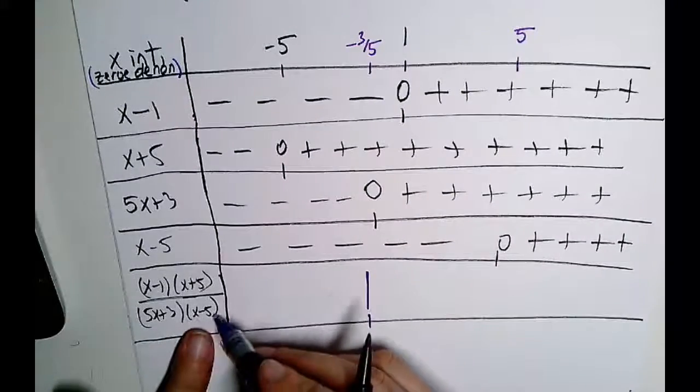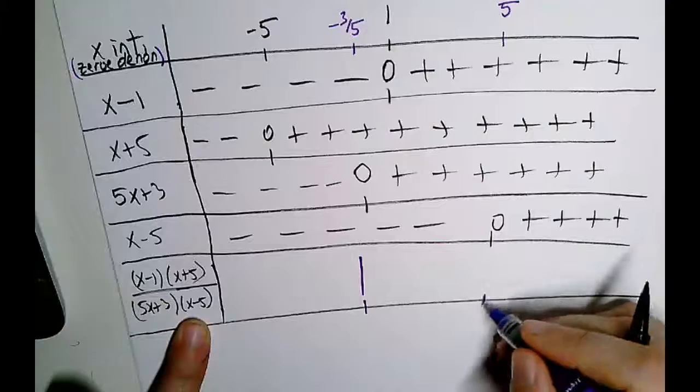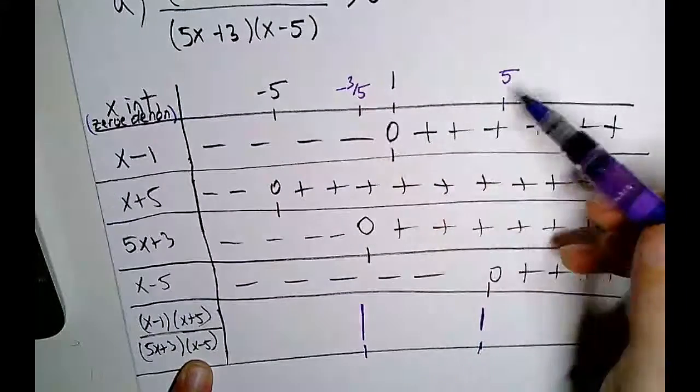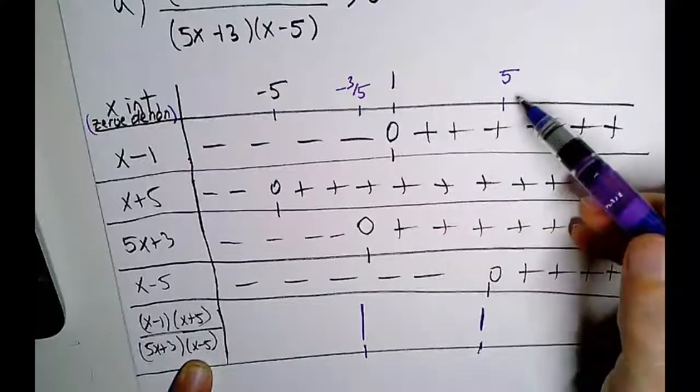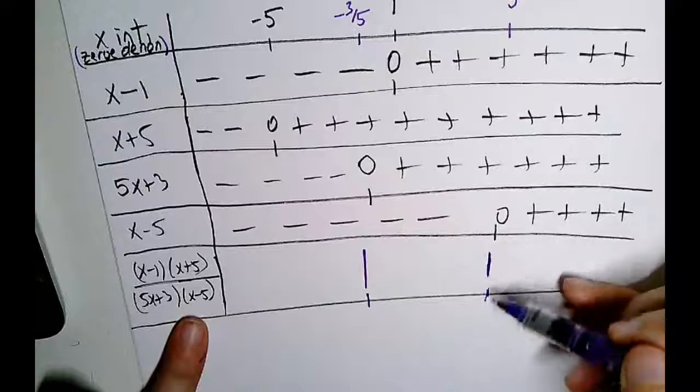And then x minus 5 is 0 when x is 5. So in here, I cannot divide by 0. So I cannot use any of those two values in my answer because I can't divide by 0. That's why I put these vertical bars.